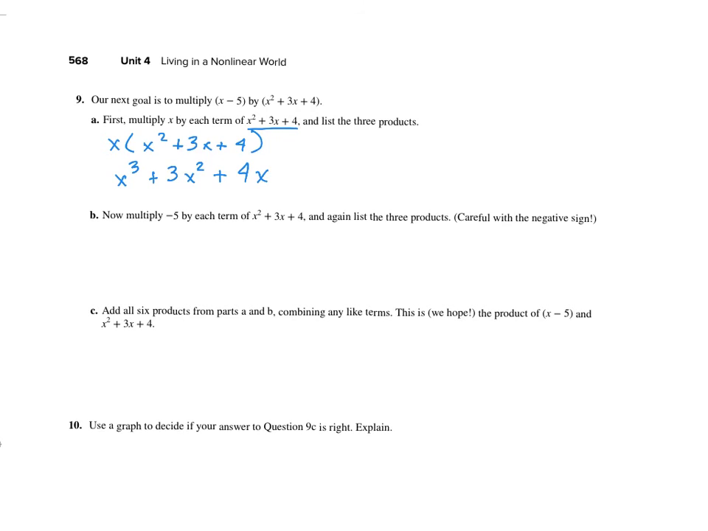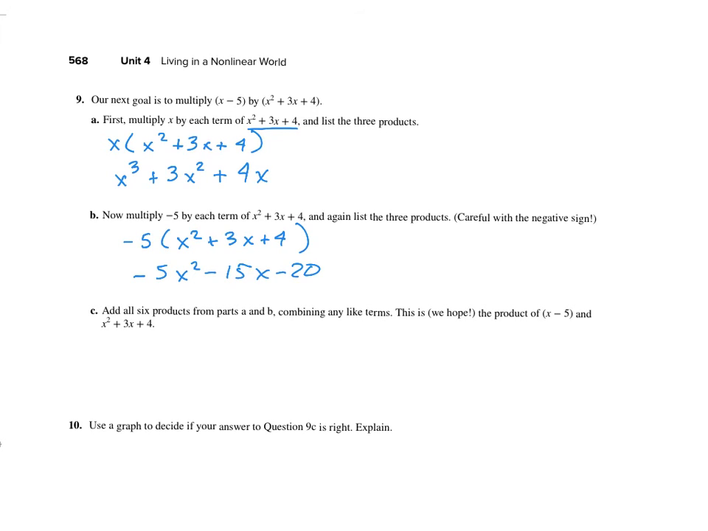Now they're asking us to multiply negative 5 by each term of that trinomial. All right, easy enough. So that gives me negative 5x squared minus 15x minus 20.